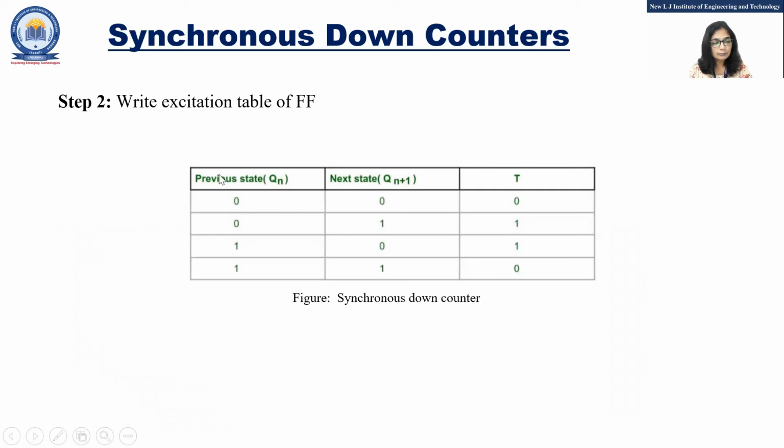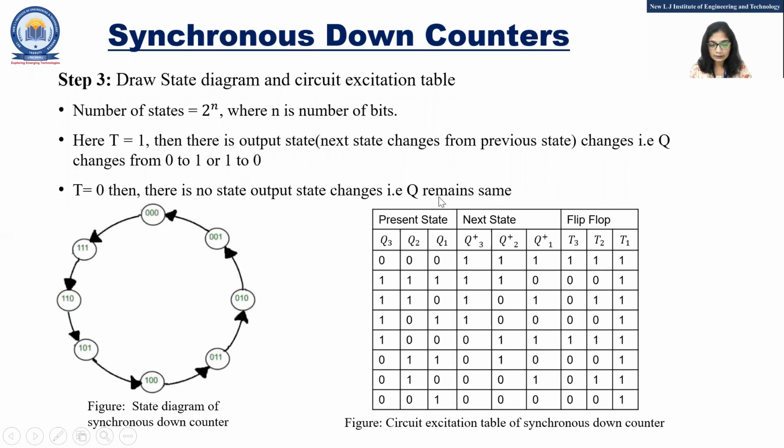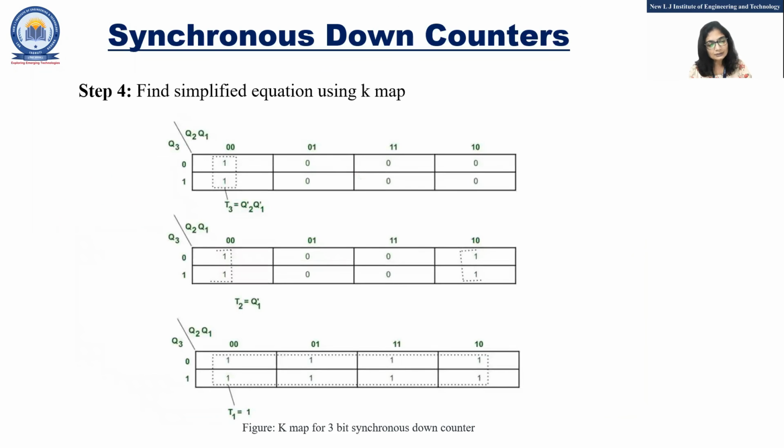So you have to refer to this table. Here you can see, if the present state is 0 and the next state is 0, then T is 0. Like this way, you have to refer to that table and fill these things. So Q3 is 0, Q3 plus is equal to 1, then T3 will be 1. So we will refer to the excitation table of the T flip-flop for this. Fine.